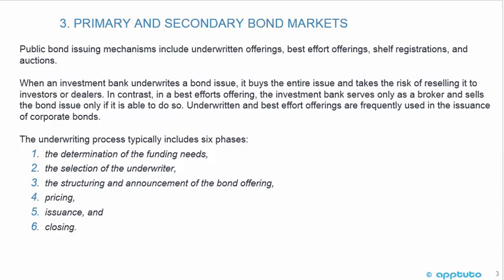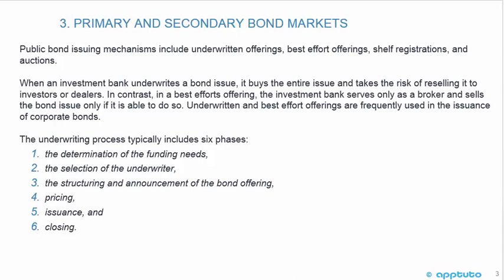Continuing with primary and secondary bond markets, public bond issuing mechanisms include underwritten offerings, best effort offerings, shelf registrations, and auctions. When an investment bank underwrites a bond issue, it buys the entire issue and takes the risk of reselling it to investors or dealers. In contrast, in a best efforts offering, the investment bank serves only as a broker and sells the bond issue only if it is able to do so. So we saw that in the previous slide. Underwritten and best effort offerings are frequently used in the issuance of corporate bonds.